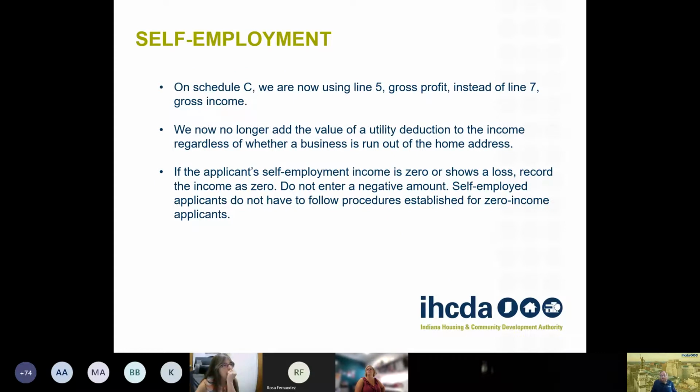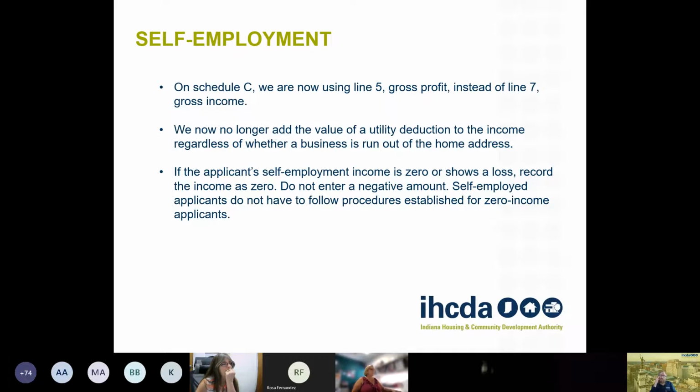So just as a reminder, we used to use line 7, which was gross income. We're now using line 5, which is gross profit. We also, as a reminder, used to look for that utility deduction, which I think used to be line 32, maybe on the Schedule C. But since we're now considering the gross profit as opposed to the AGI, that utility deduction is not being deducted. So we don't necessarily want to add it back in because at that point, we're adding in something that wasn't already deducted. So we're only adding to the income there. So we don't have to worry about the utility deduction.